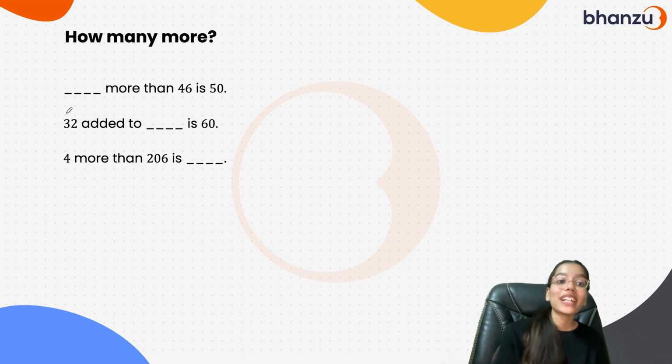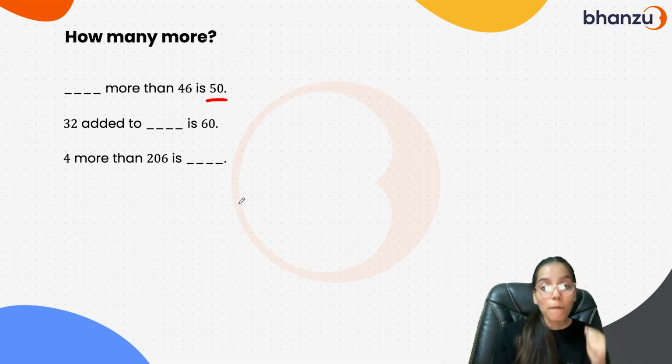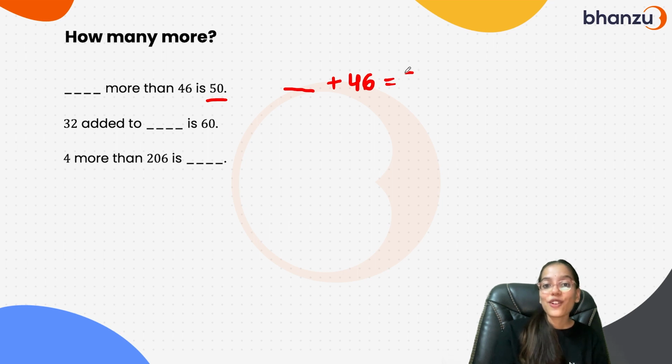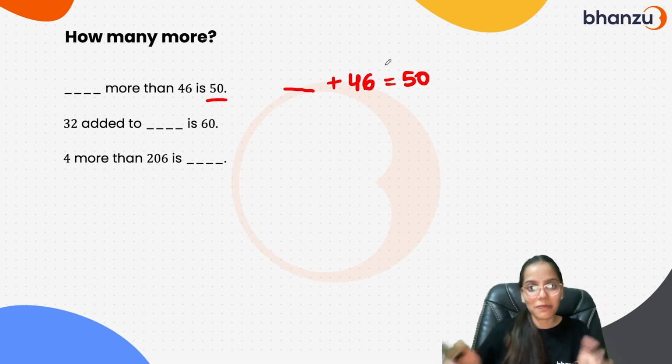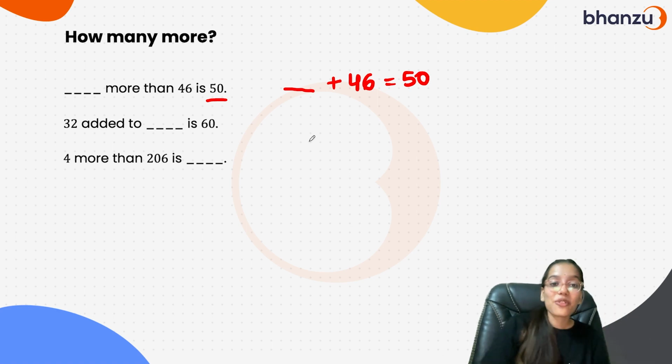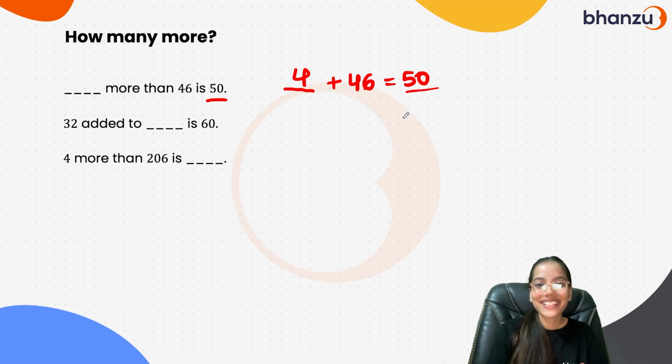Let's look at the first question. Dash more than 46 is 50. What is given? Something more than 46 is 50. So we have something like this. Something more means plus, correct? 46 is 50. So you are at 46. You know something more than 46 will give us 50. Let's see how many should we count in order to reach 50. 47, 48, 49, 50. How many did I count? 4. So 4 more than 46 is 50. Isn't it simple? Very good.